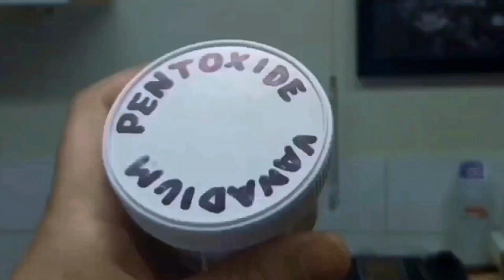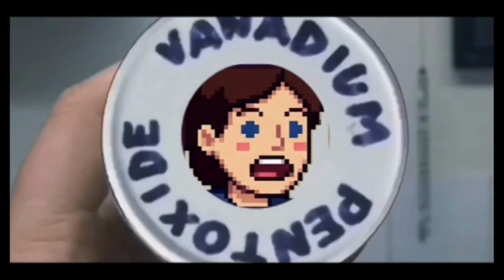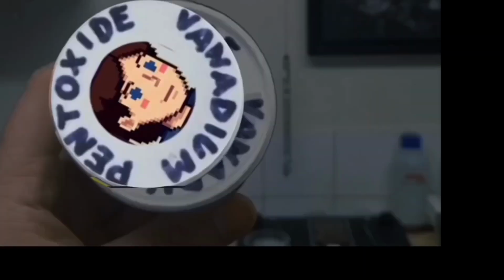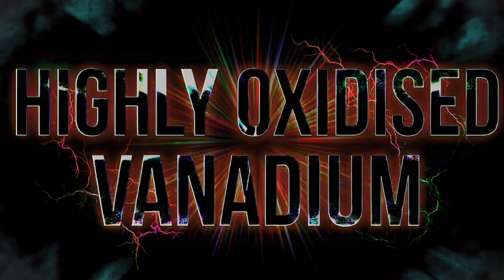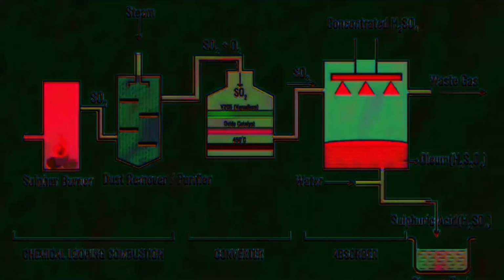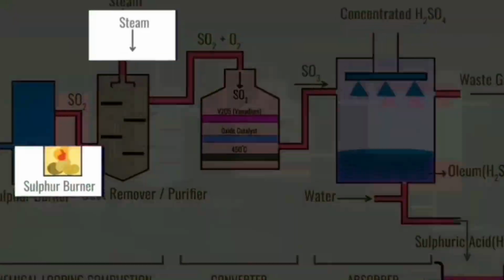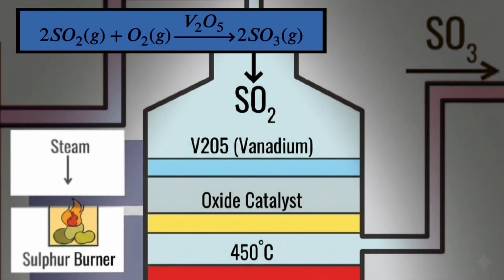Vanadium pentoxide. Vanadium pentoxide acts as a catalyst in the contact process to convert sulfur dioxide into sulfur trioxide. It lowers the activation energy required for the oxidation. A reversible exothermic reaction.